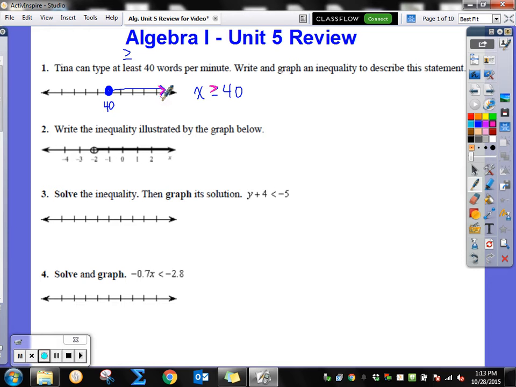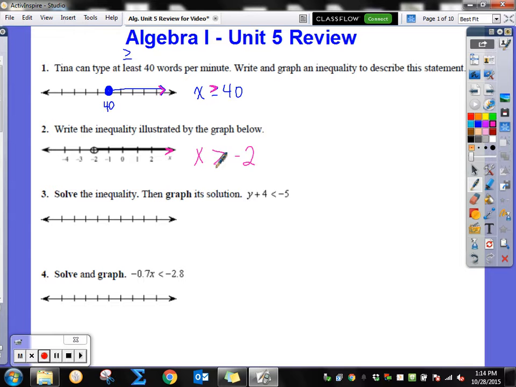Number 2, we're going to write an inequality for that graph. So I'm just going to use x as my variable. I know my point that it starts at is at -2. My inequality is going to go the same direction as my graph. So x is greater than -2. It's an open circle, so we do not need the or equal to part.